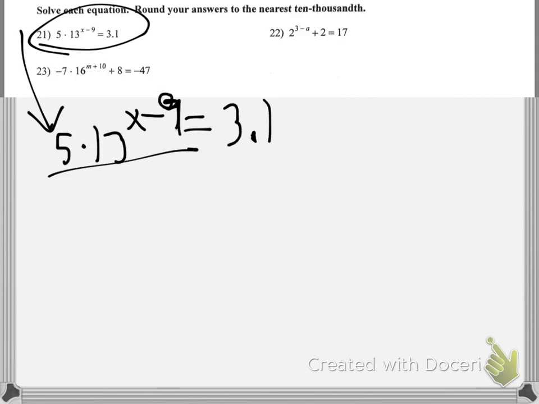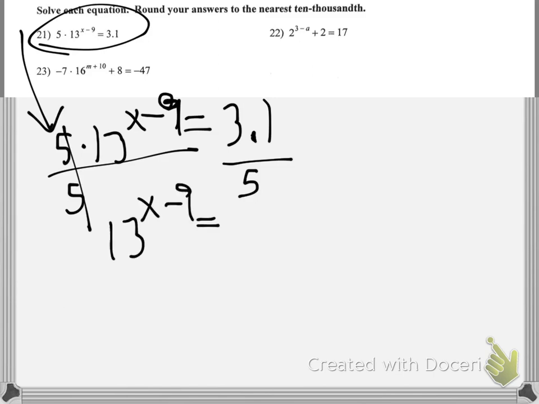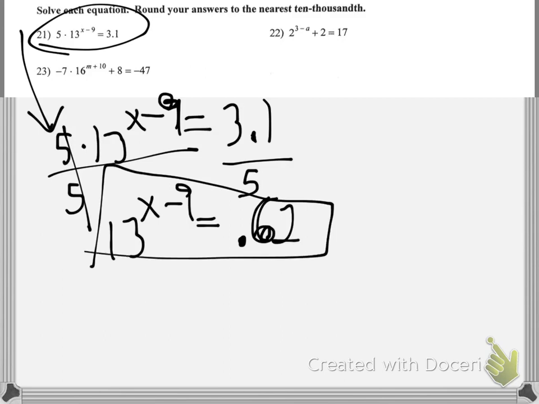If I were doing this, I'd probably get the 5 out of there, so it'll be a little simpler to deal with the logarithm at this point. Because now it's just 13 to some power, x minus 9, equals whatever. 3.1 divided by 5, I believe, is 0.62, so I'm going to put that, because you can just divide those numbers. And then from there, guys, now we can put this into logarithm form.